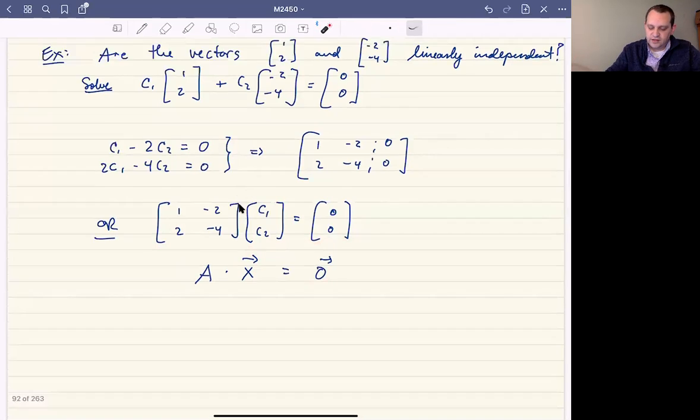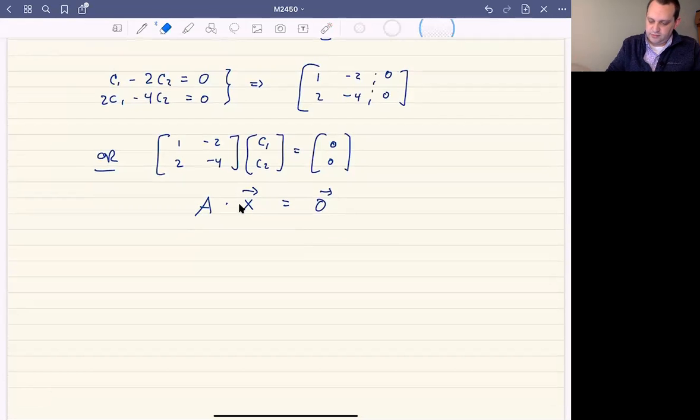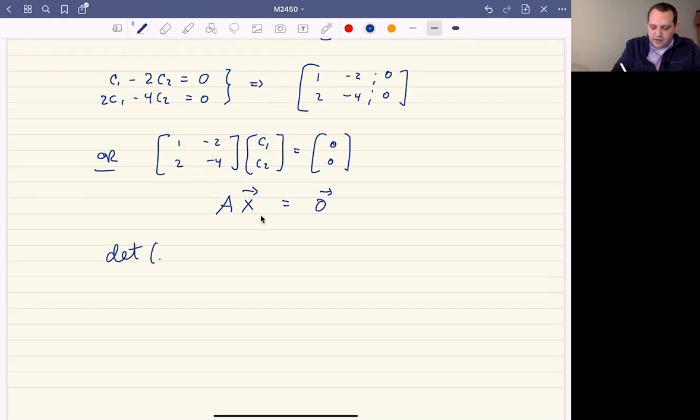If I want to solve this equation, AX equals 0, we know that there's already at least going to be one solution, because we can figure out by hand that when C1 and C2 are both 0, there's a solution. So we know there's at least one. The question is, is there exactly one, or are there infinitely many solutions? Because those are the only other options. There are lots of ways we can do it, but since we have a square matrix, we can use the determinant. Remember that if the determinant of A is 0, then AX equals 0 has infinitely many solutions.